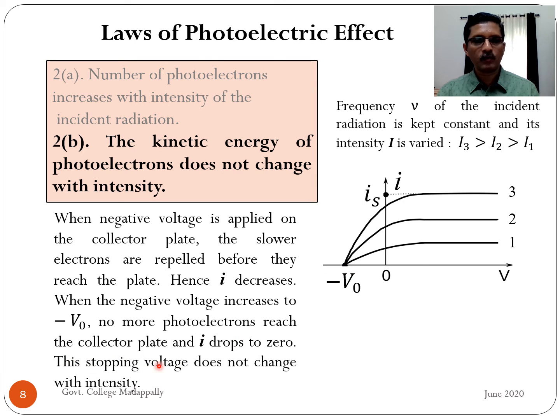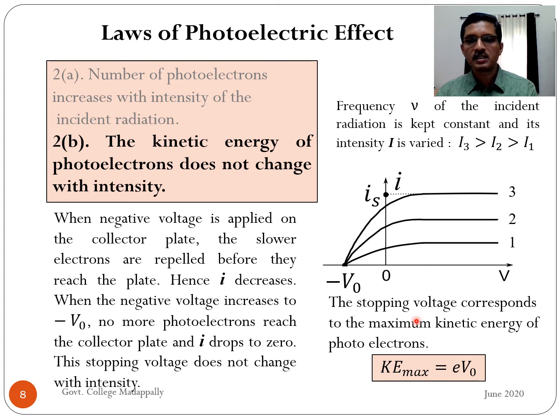Okay, the stopping voltage does not change with intensity. What is the importance of stopping voltage? The stopping voltage corresponds to the maximum kinetic energy of photoelectrons, right? Because even at 0 voltage, around 60 electrons are reaching the collector plate. That means they have high kinetic energy.